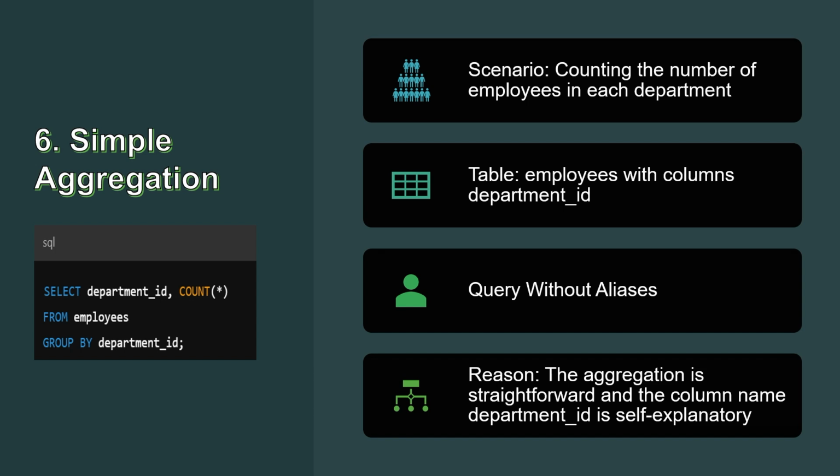Then, simple aggregation. Okay. Simple aggregation, what are we going to do in this? Under the department ID, we are going to check the count, right? Here the scenario is counting the number of employees in each department. Okay, just we are going to check the number of employees in the department. The reason is the aggregation is straightforward and the column name department ID is self-explanatory. That's it. Just the count will be displayed, and department ID will be displayed.